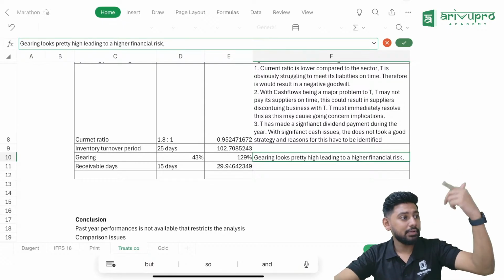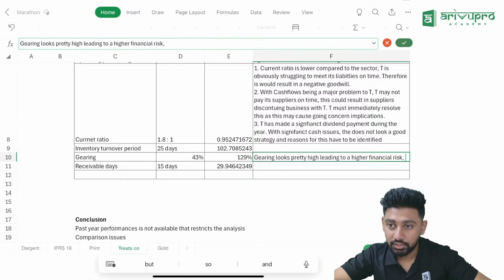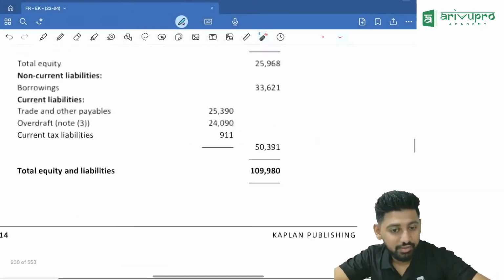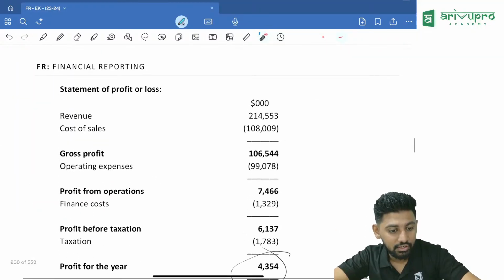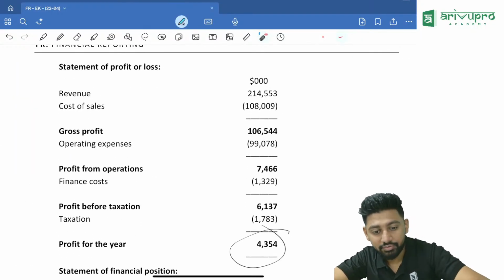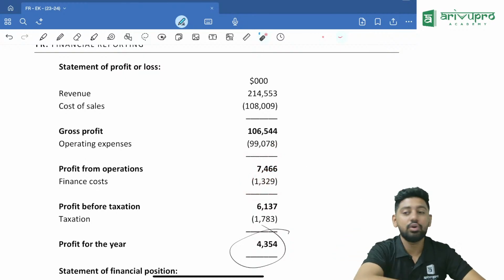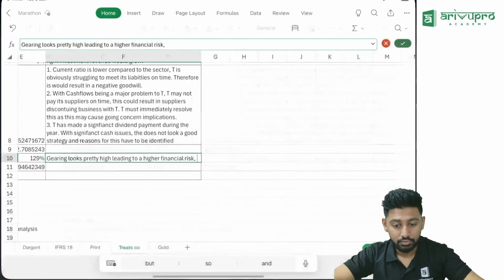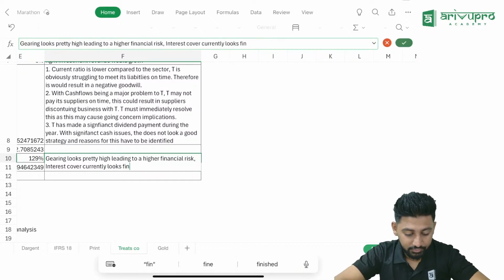Now, where will be the financial risk? There will be financial risk if I cannot cover my interest. Correct? What is happening with my interest cover? Can I cover my interest? Okay, I'll immediately go and check if I can cover my interest. My operating profit is 7466. My finance cost is 1329. My interest cover looks fine. Correct? Interest cover currently looks fine.